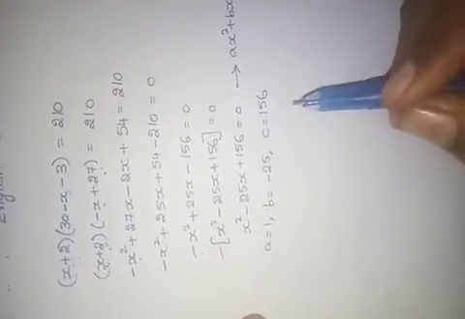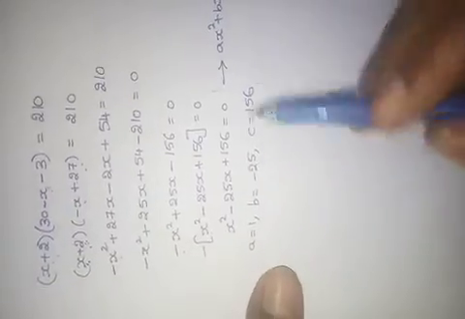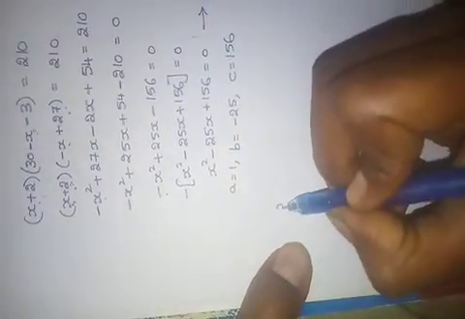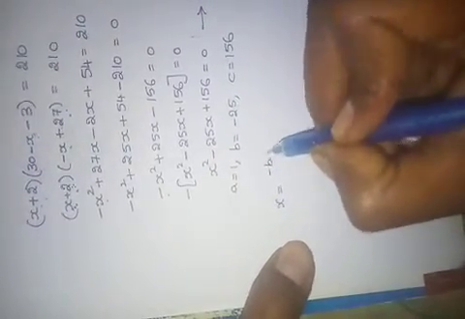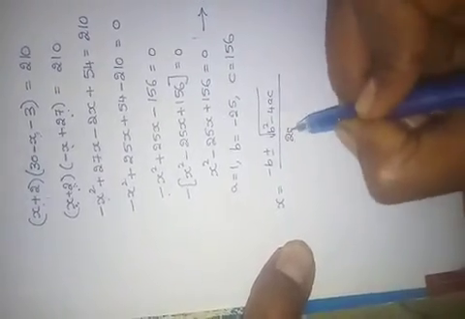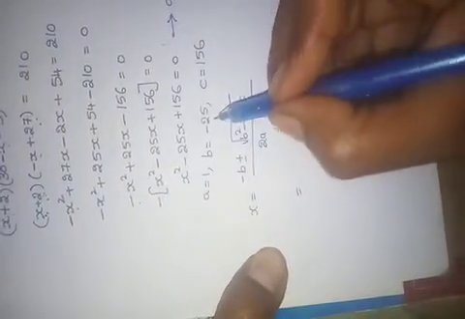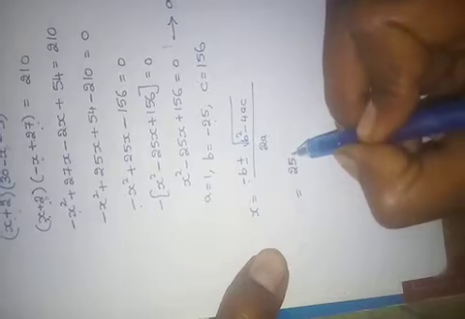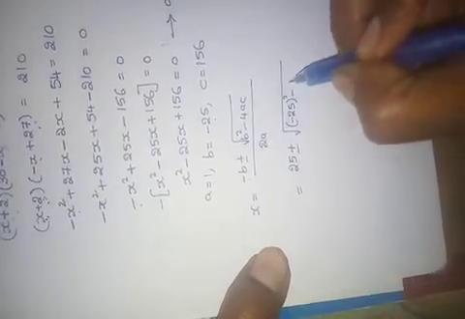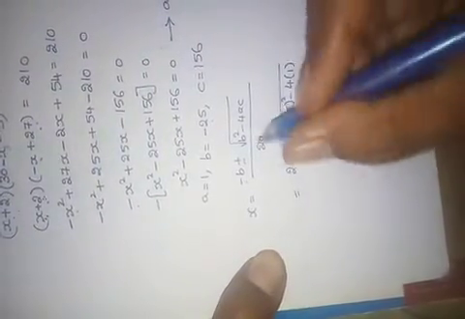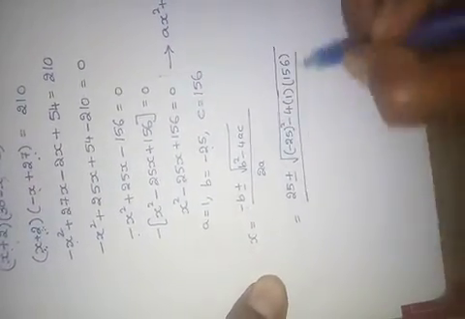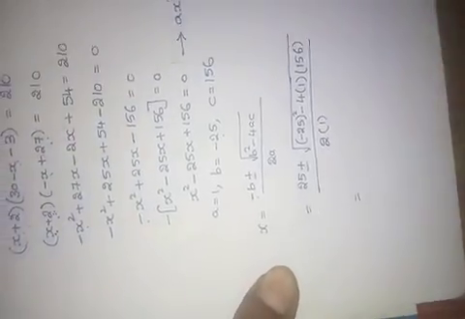If you have any doubt in this method, see the last video. In that video, I explained how to compare the given equation with this equation and solve it. We know the quadratic formula now. X equals minus b plus or minus root of b square minus 4ac by 2a. Now substitute: minus of minus 25 is plus 25, plus or minus root of minus 25 whole square minus 4 into a value 1 into c value 156, by 2 into a value 1.